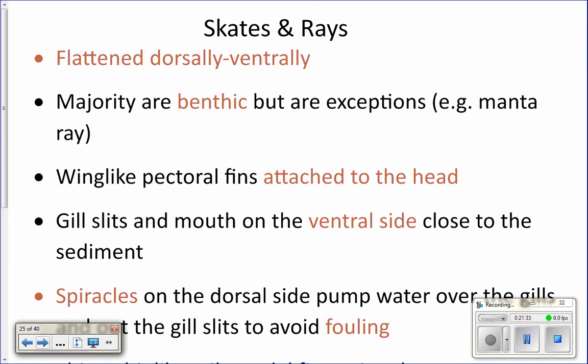Okay, skates and rays. Other types of chondrichthyes that you'll find. Skates and rays are flattened dorsal ventrally, right? So top and bottom squished together. And they mostly are benthic, so they're mostly going to live on the bottom. But you do have some exceptions to that rule. Like the manta ray, the largest type of ray, is going to be pelagic, so it's going to be swimming in the water column. And like the spotted eagle ray will be pelagic, swimming in the water. But for the most part, they're going to be benthic, resting on the bottom.